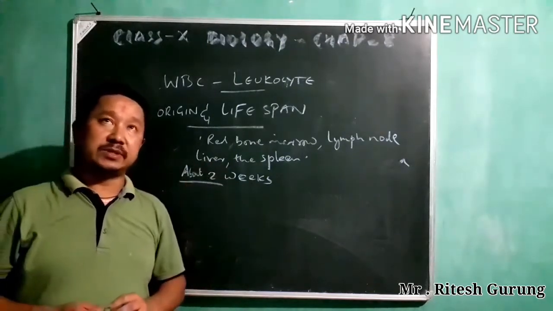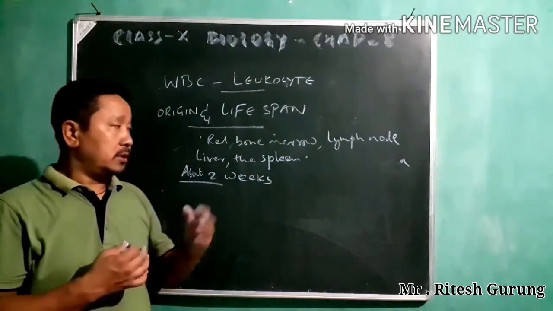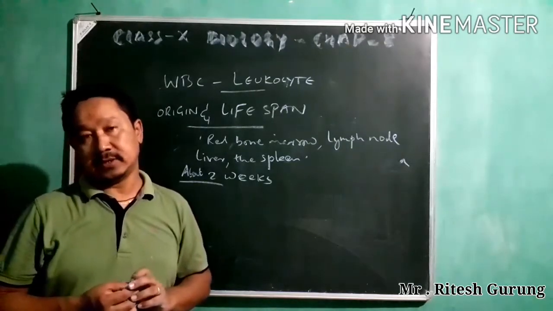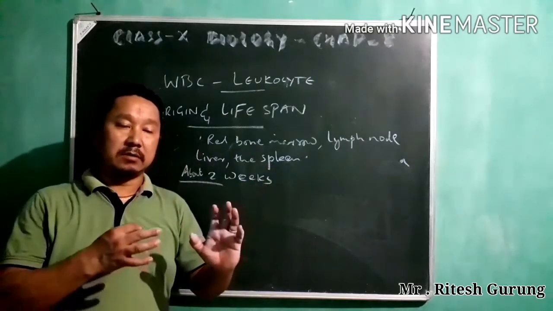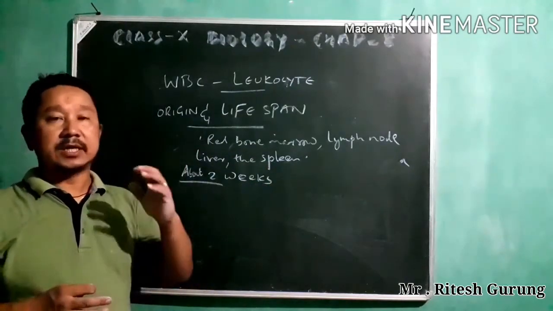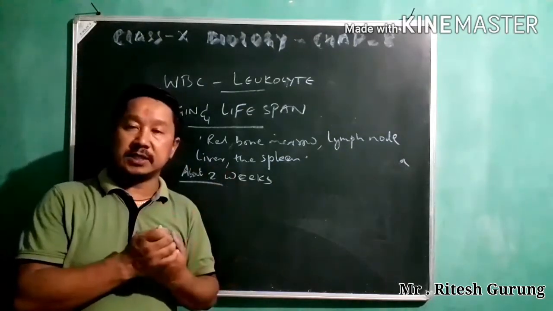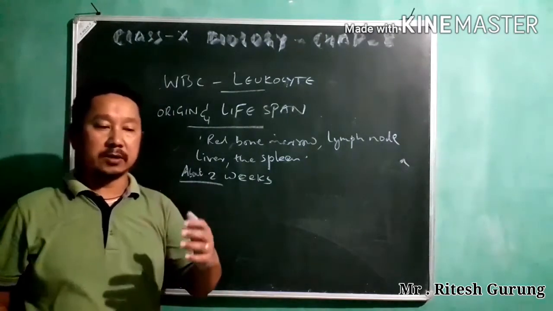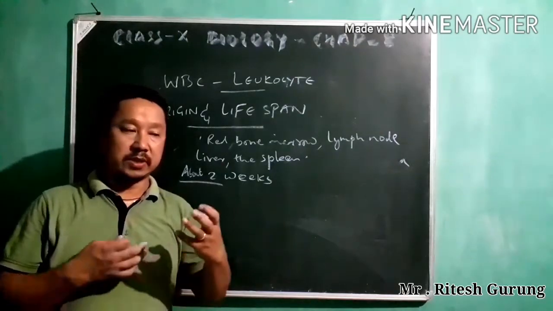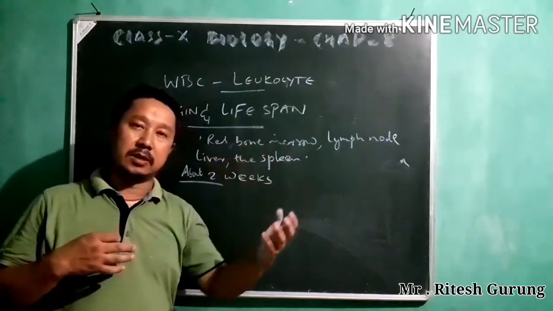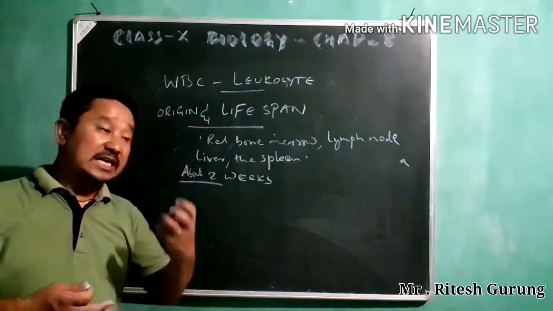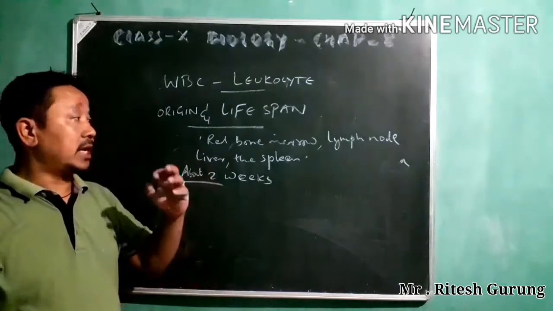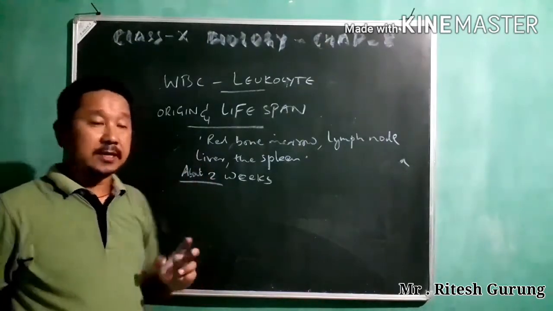Now, in connection with WBC or white blood cells, there are two common diseases. That means there are two common diseases which are caused due to problems in WBC, because of an abnormally increased number of WBC and an abnormally decreased number of WBC. Based on this increase and decrease, there are two common diseases.